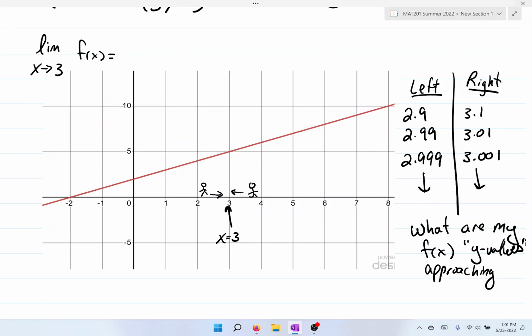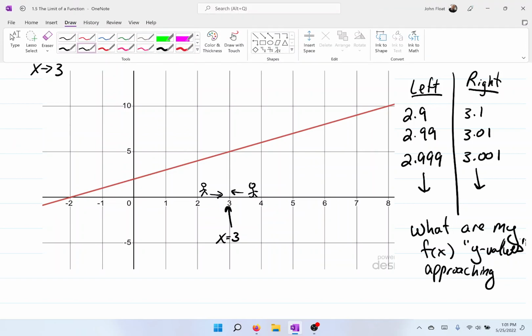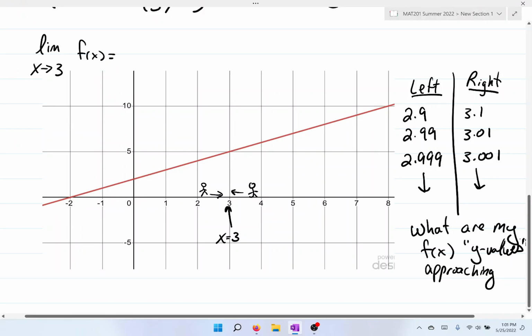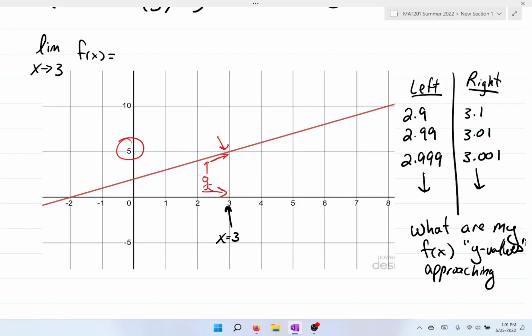So an easy way to think about this, and like I said, this is our intuitive approach, would be, all right, let's take the case that we are on the left-hand side of 3. So we are walking this way closer and closer to 3. And if I just take my head and look straight up, notice my y values are getting closer and closer and closer to this value of 5. All right, they're not exactly 5, but they're getting closer and closer to 5.